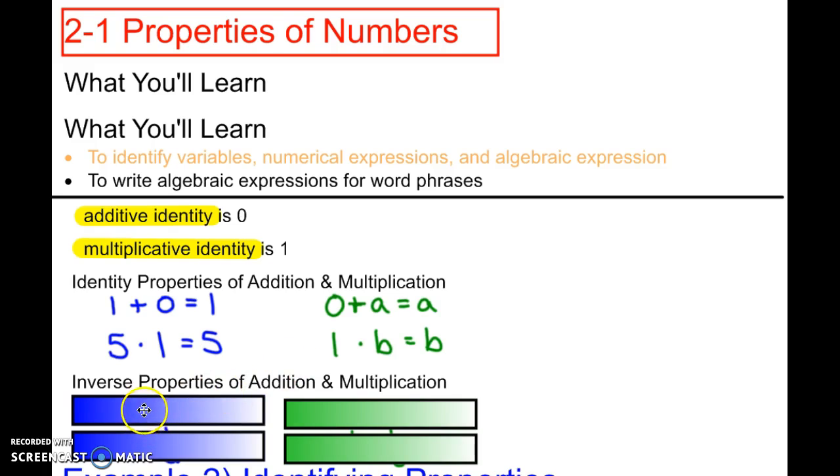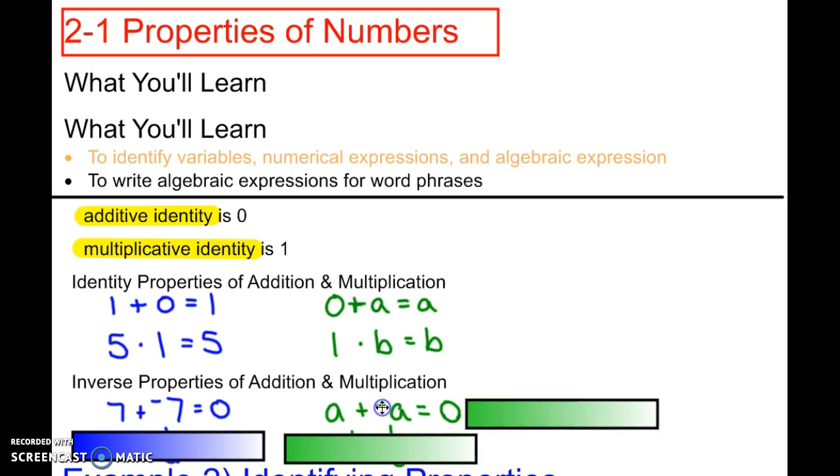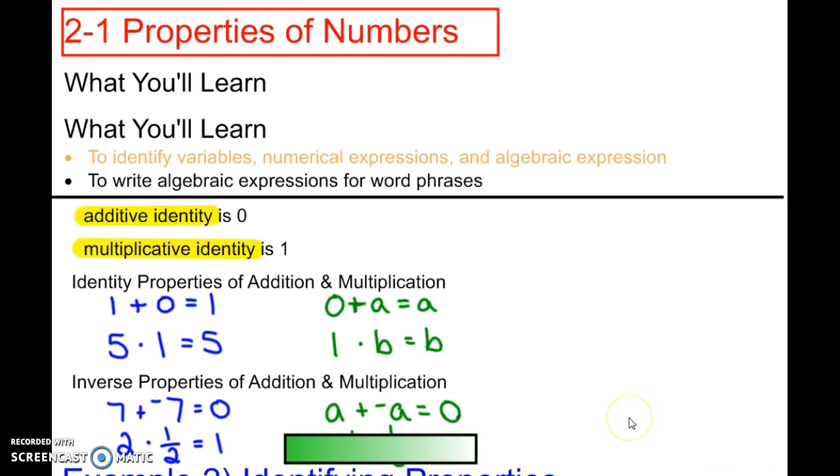Next, the inverse property of addition and multiplication. Inverse means it's going to end in 0 or end in 1. So notice, 7 and its opposite add to 0. A plus the opposite of a is 0. Now multiplication, 2 times 1/2 is 1, and b times 1 over b is 1.